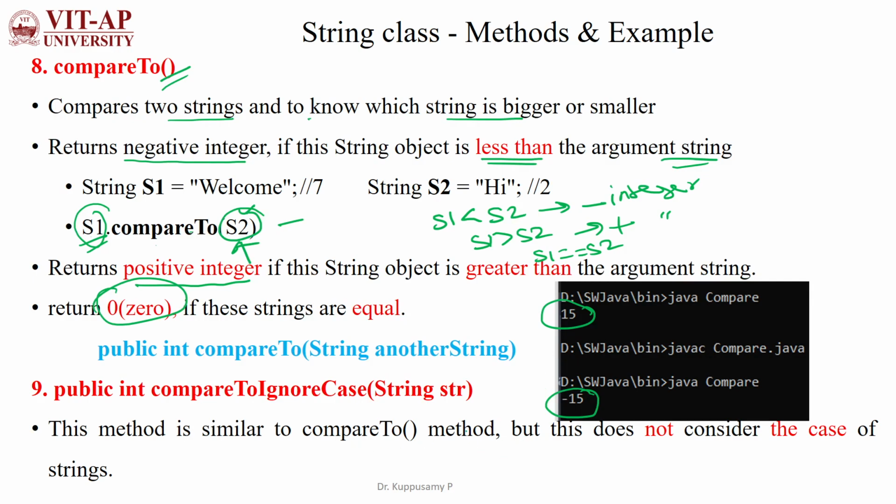Then it is similar to this one, compareToIgnoreCase. Here it will not consider the lowercase and uppercase of the letters, but the previous method considers the lowercase and uppercase of the letters.